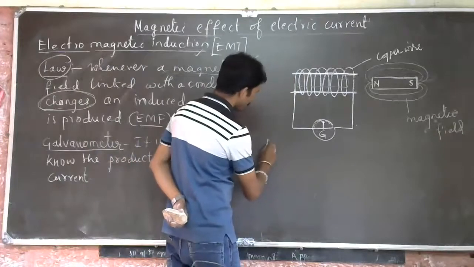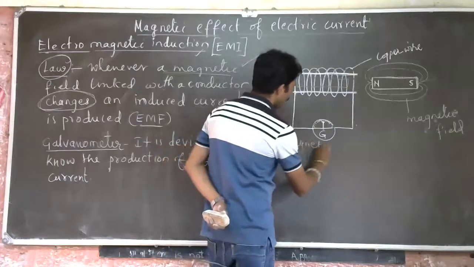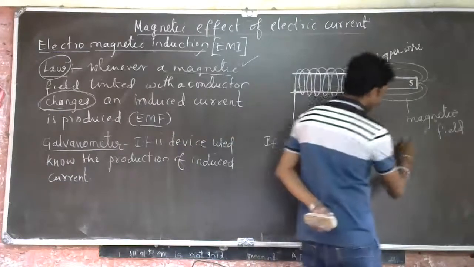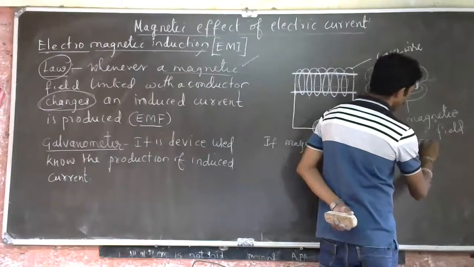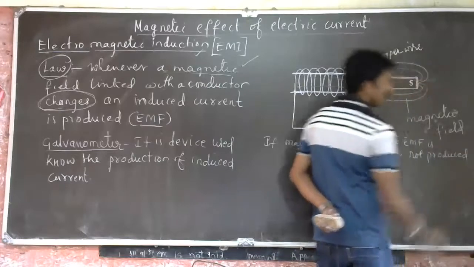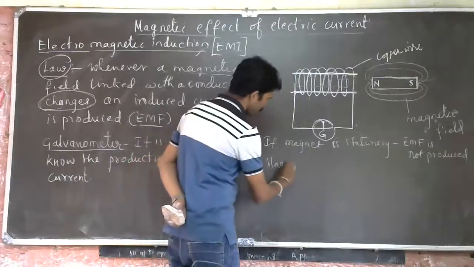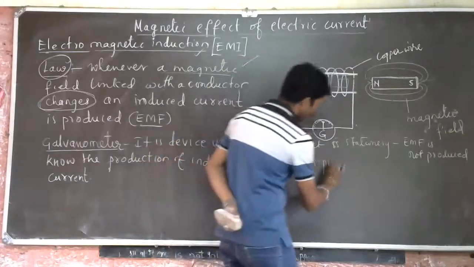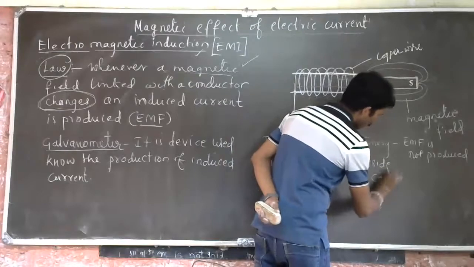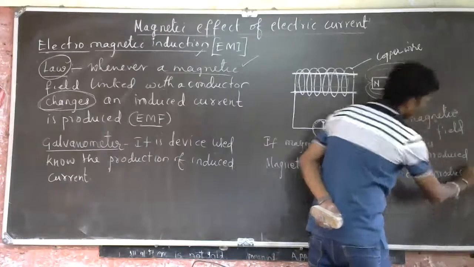See here, if the magnet is stationary, EMF is not produced. Induced current is not produced. When the magnet is pushed inside the coil, EMF is produced, or induced current is produced. Understood?